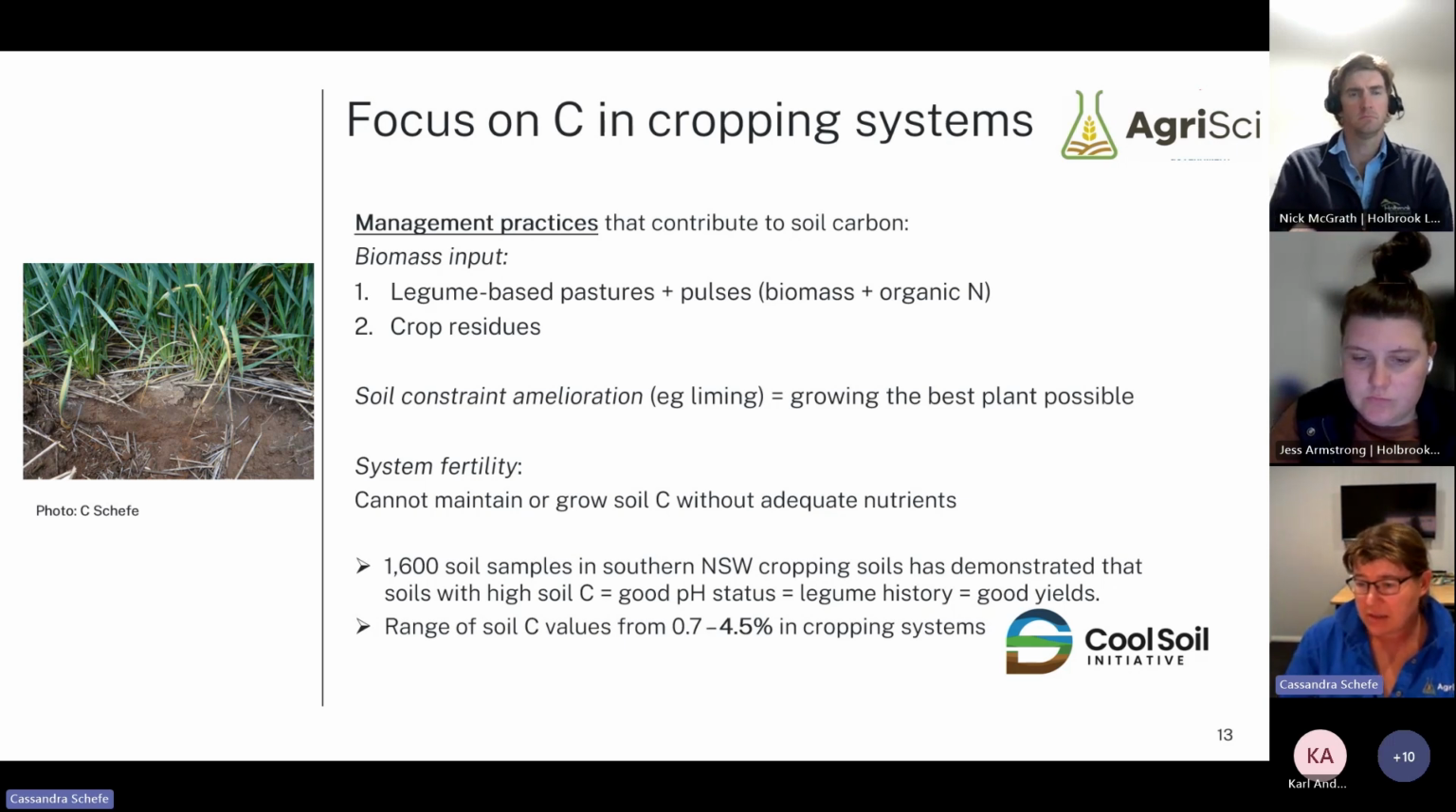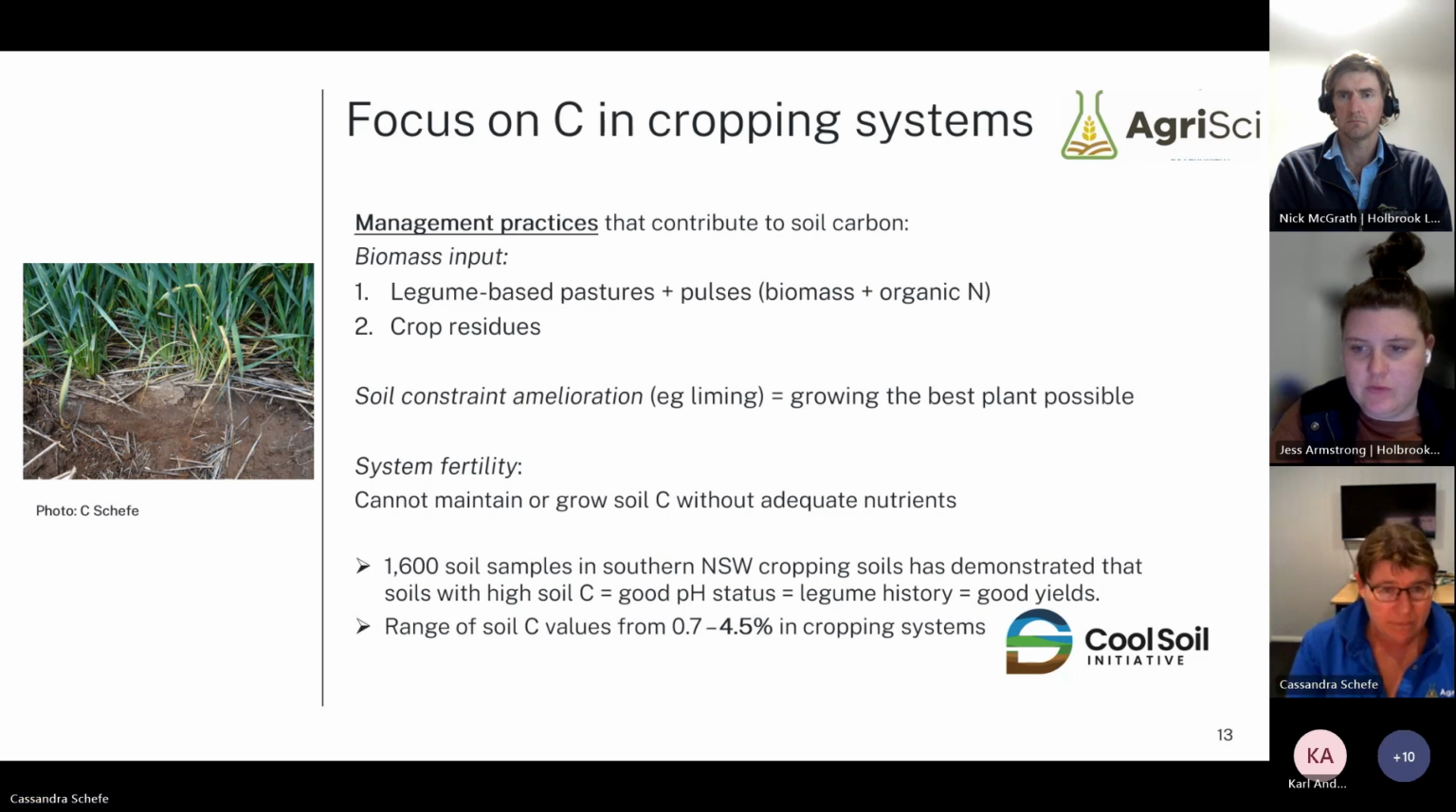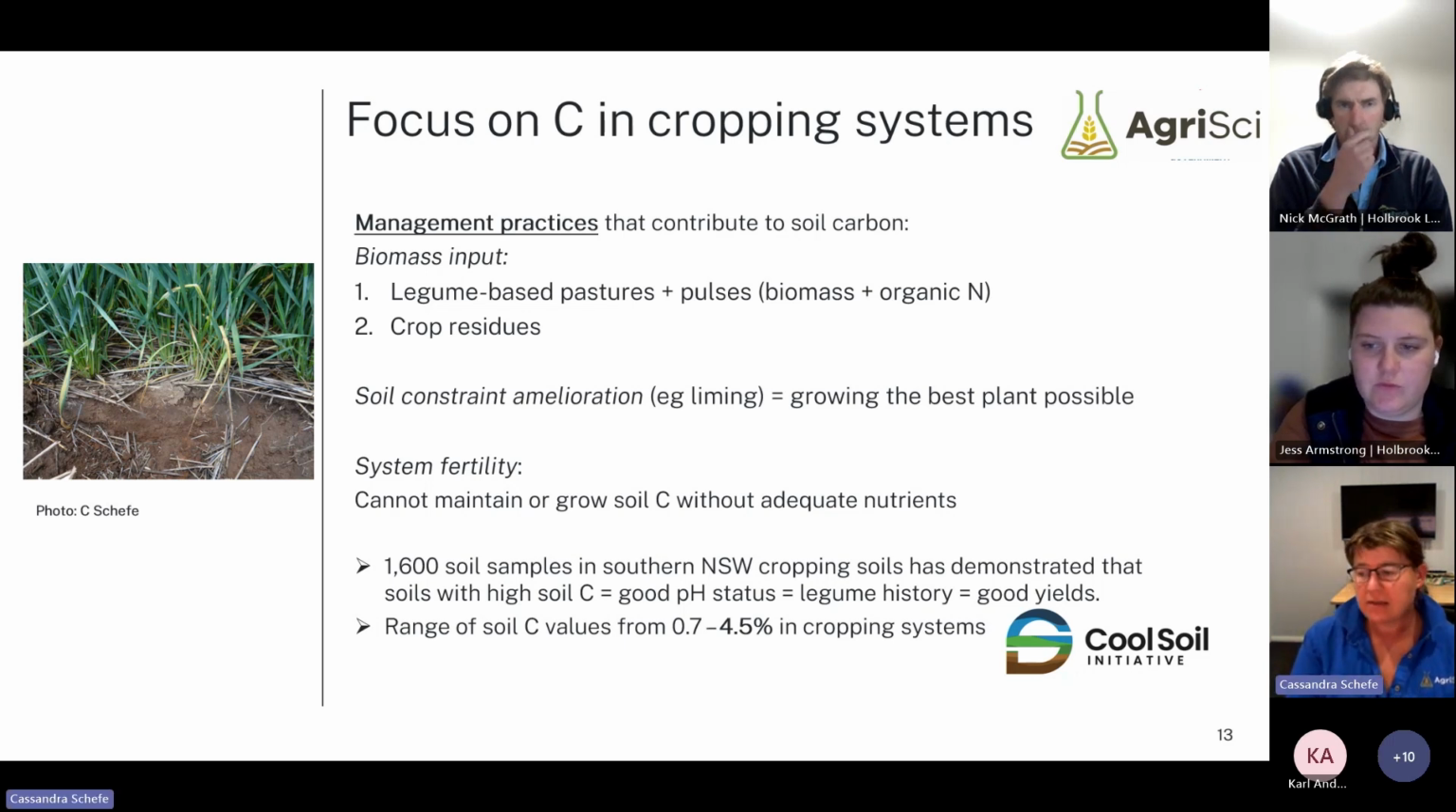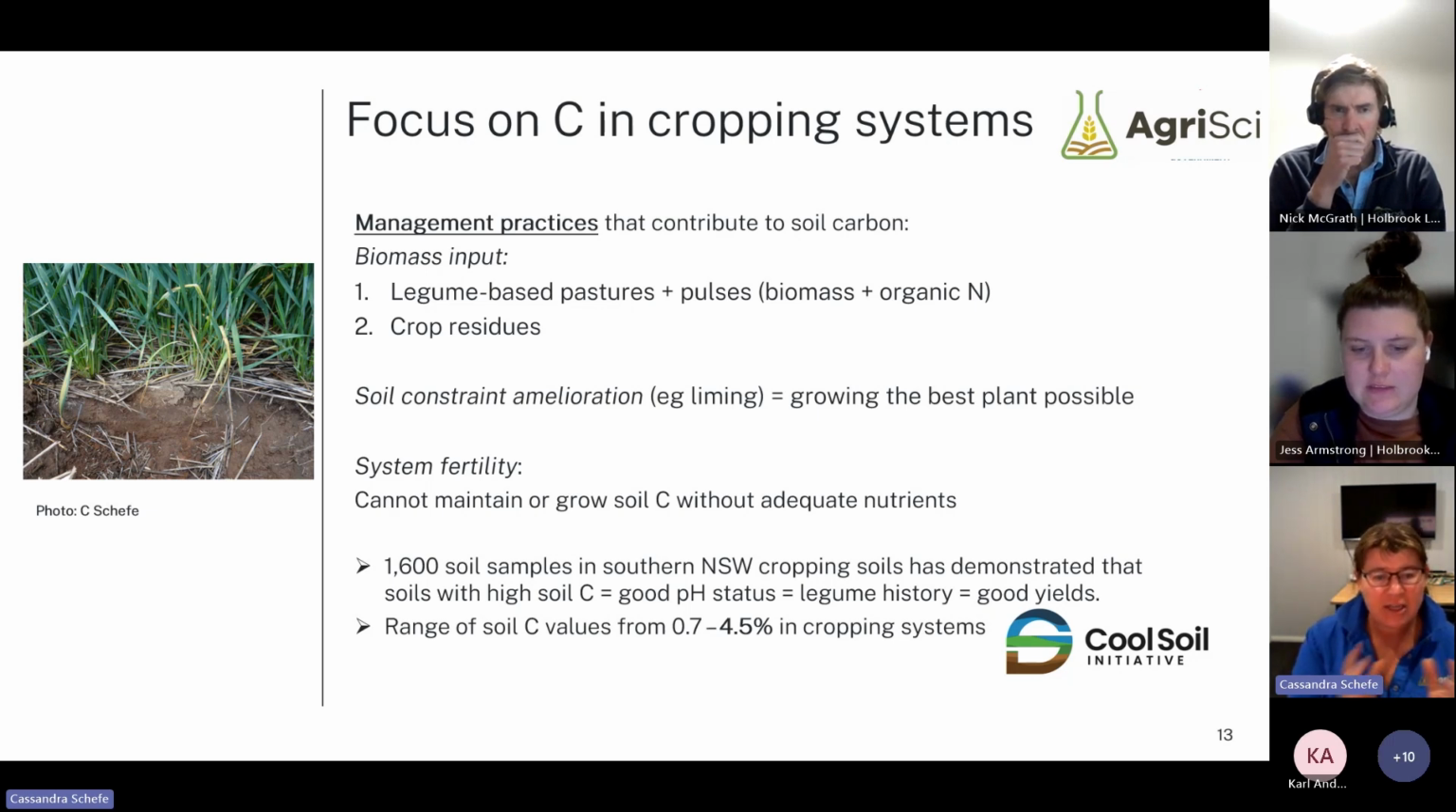Over the last 6 years, we've sampled about 1,600 GPS points in southern New South Wales in our cropping soils, and we've clearly demonstrated that soils with a high soil carbon value also have a good pH status, also have a good legume history, and also have good yields. So that connection between biomass, yields, and carbon and good farming systems is really well related.